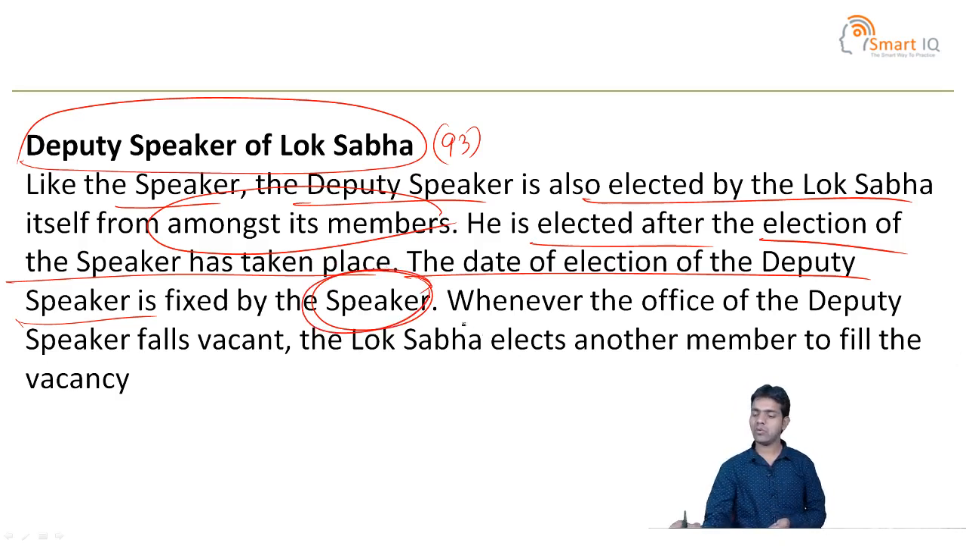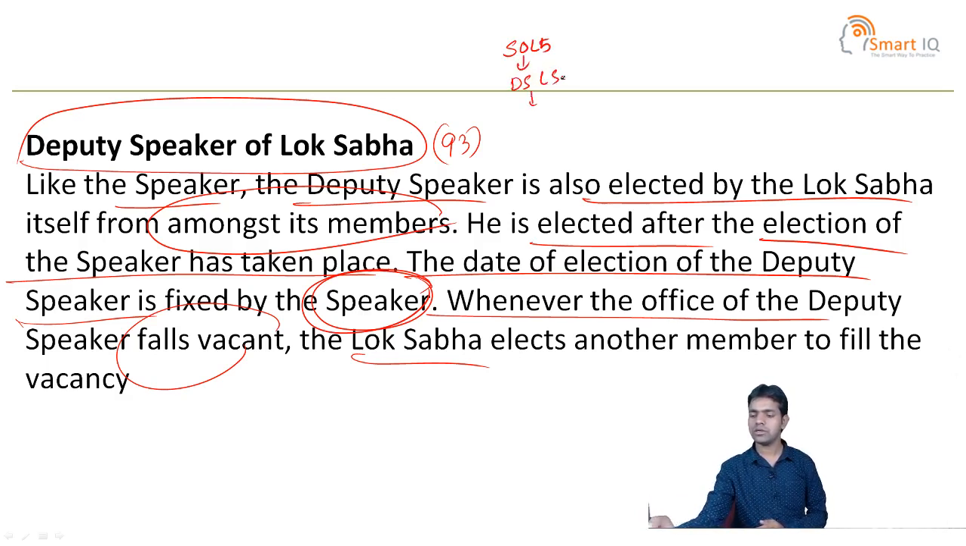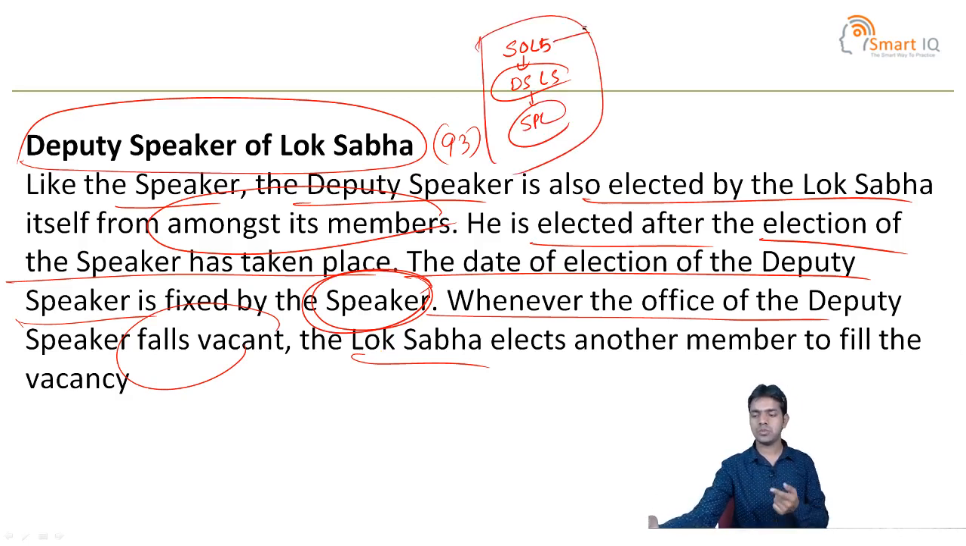Whenever the office of the Deputy Speaker falls vacant, the Lok Sabha elects another member to fill the vacancy. Here is the Speaker of the Lok Sabha, and below is the Deputy Speaker of the Lok Sabha. If the post of the Deputy Speaker falls vacant, another person will be elected. So this is the process: the election of the Speaker is fixed by the President, and the election of the Deputy Speaker is fixed by the Speaker. This is the process regarding the Deputy Speaker of the Lok Sabha.